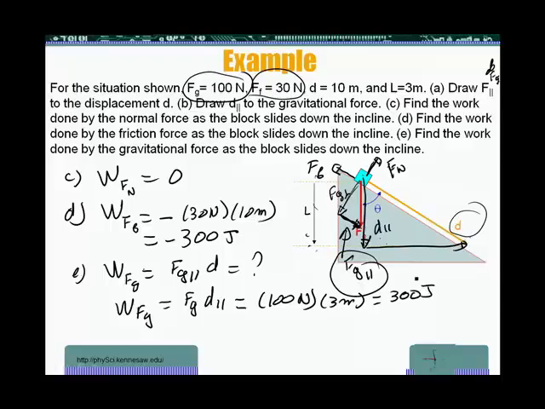Now, if I really wanted to find what Fg parallel is, we can find it by writing this equal to 300 joules. We know what d is, so we can find Fg parallel. And you guessed it, Fg parallel in this case is going to be equal to 30 newtons. So it's actually my block. The fact that the sum of all works add up to 0 tells me that my net work is 0 and my net force is 0. So my block is moving down at a constant velocity.